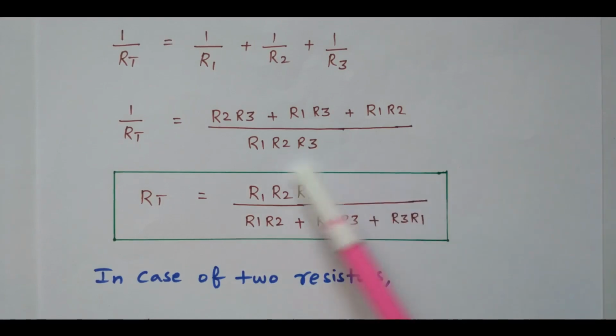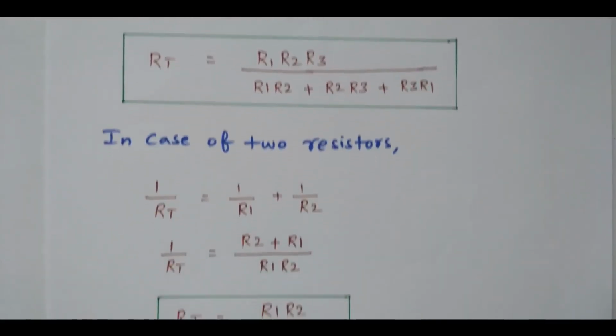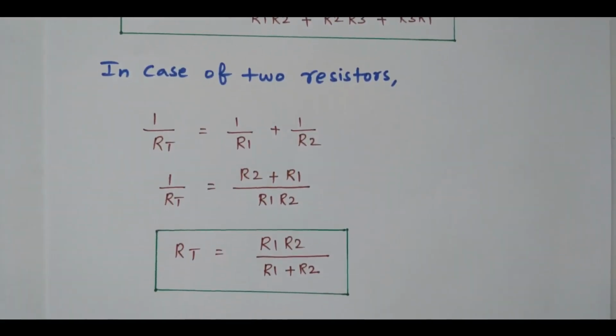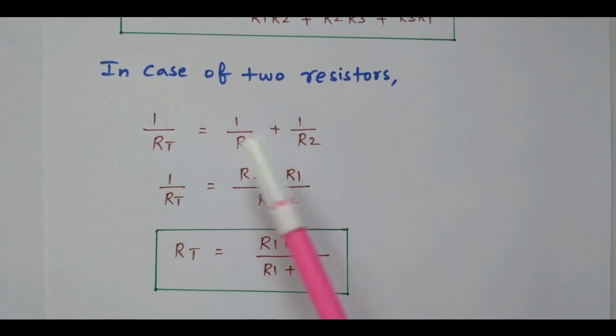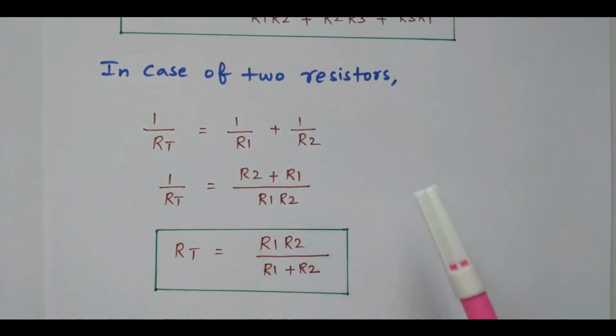So this is the total resistance in case of the parallel combination of 3 resistors. Suppose only 2 resistors are available. What is the total resistance? 1 by RT equals 1 by R1 plus 1 by R2. Normally we will refer to only 2 resistors. This formula we are frequently using.